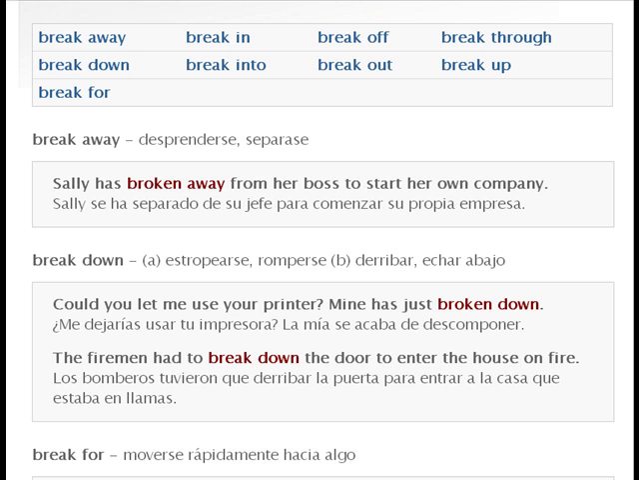Let's take a look at some more phrasal verbs. Sorry, folks, you've got to learn. This is part of English, a very important part of your vocabulary. So let's take a look at these phrasal verbs: break away, break down, break for, break in, break into, break off, break out, break through, break up.